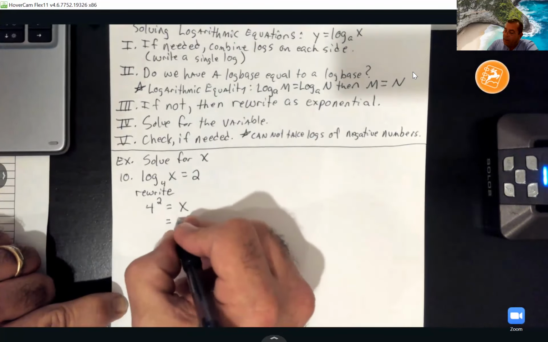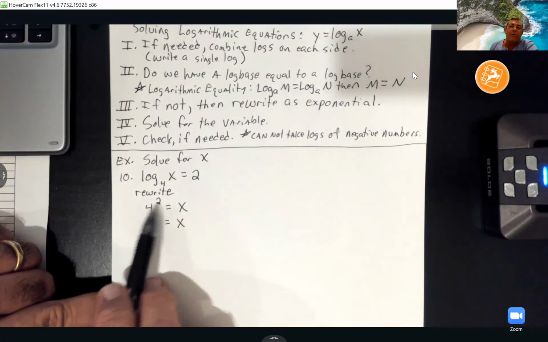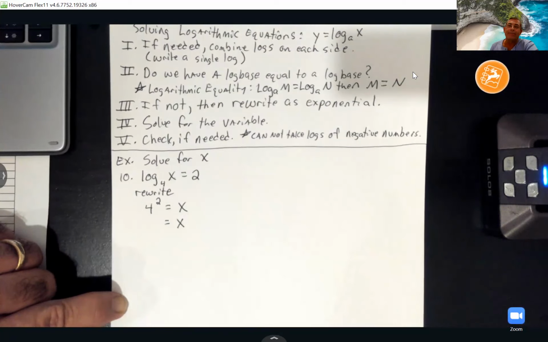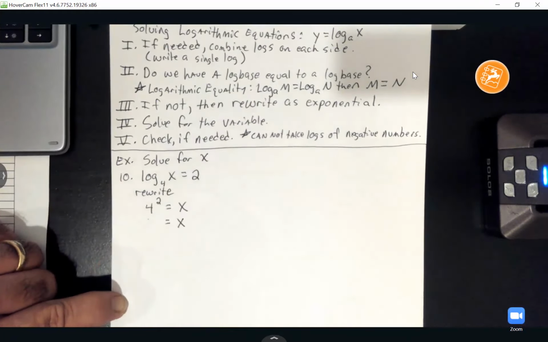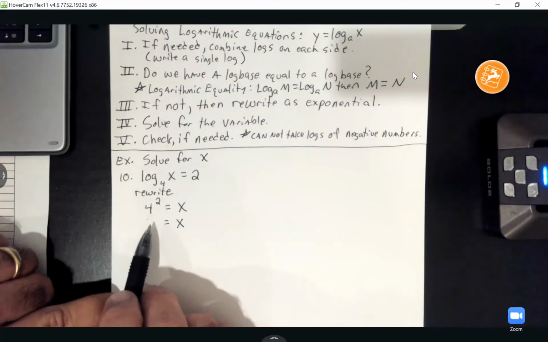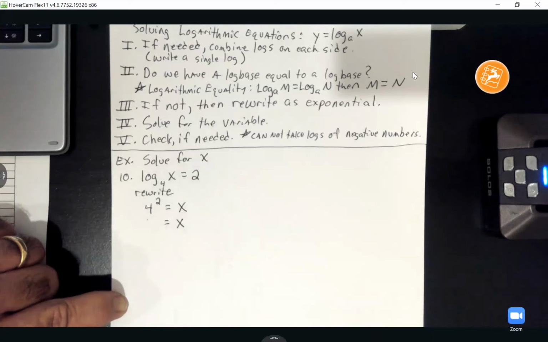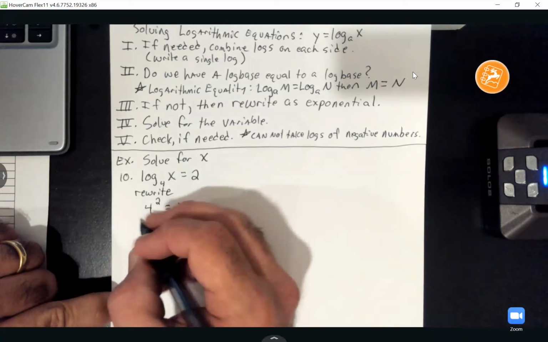So, that X is by itself. All I got to know is, what is 4 squared? Is that 8? Oh, 16. My bad. That's 16. There you go.